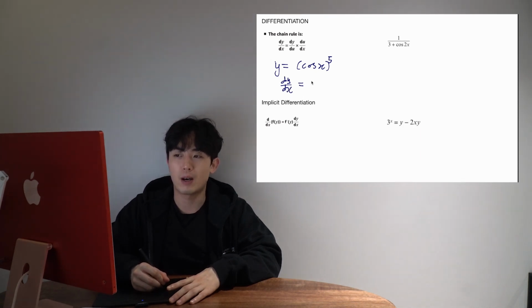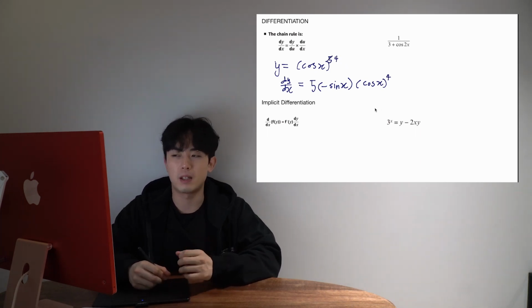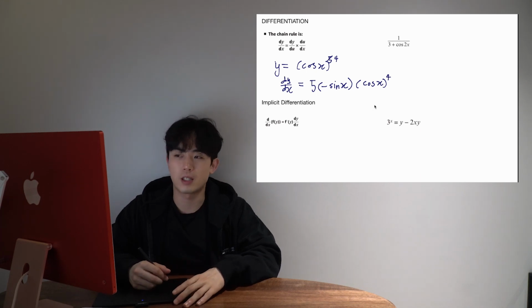First step is bring the power down. So in this case it's 5, so I bring that down. Second step, I differentiate the function. So in this case, the derivative of cos x is minus sin x. And the last step is I rewrite this whole function out again, but I minus 1 from the power. So it was 5 here, so now it's going to be 4. It's just a three-step process. You guys probably have seen this before, but it's a quick way of applying the chain rule.